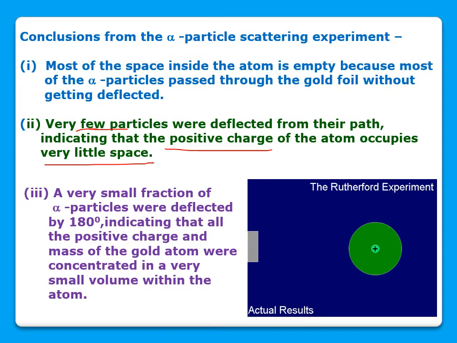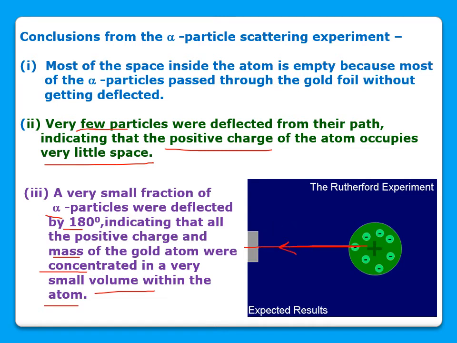And the third point was, a very small fraction of alpha particles were deflected by 180 degrees. Means on the same path, those are coming back, right? So a very small fraction of alpha particles were deflected by 180 degrees. It indicates that all the positive charge and mass of the gold atom were concentrated in a very small volume within the atom, and that small volume was named the nucleus. So I think it is clear.